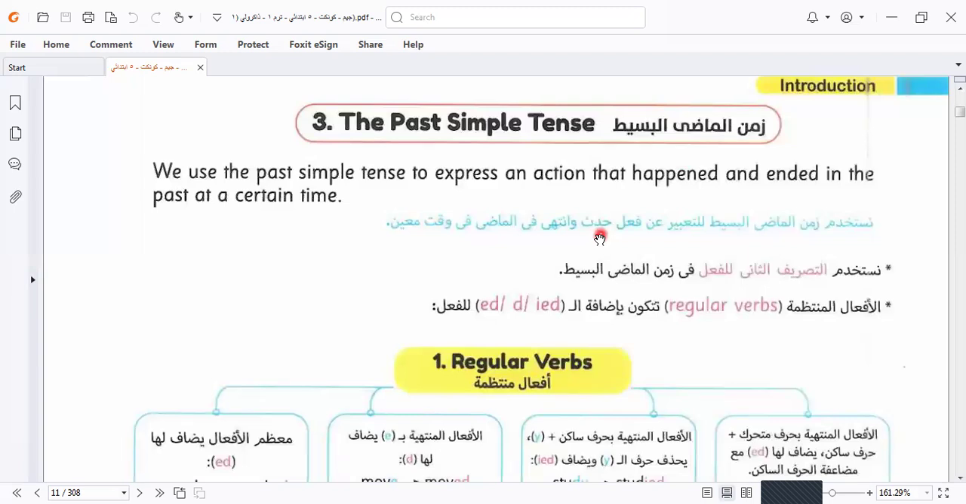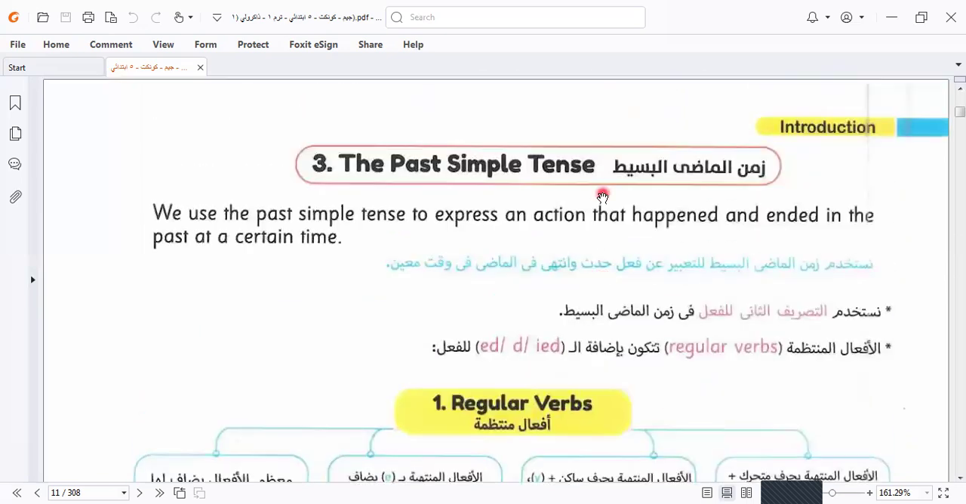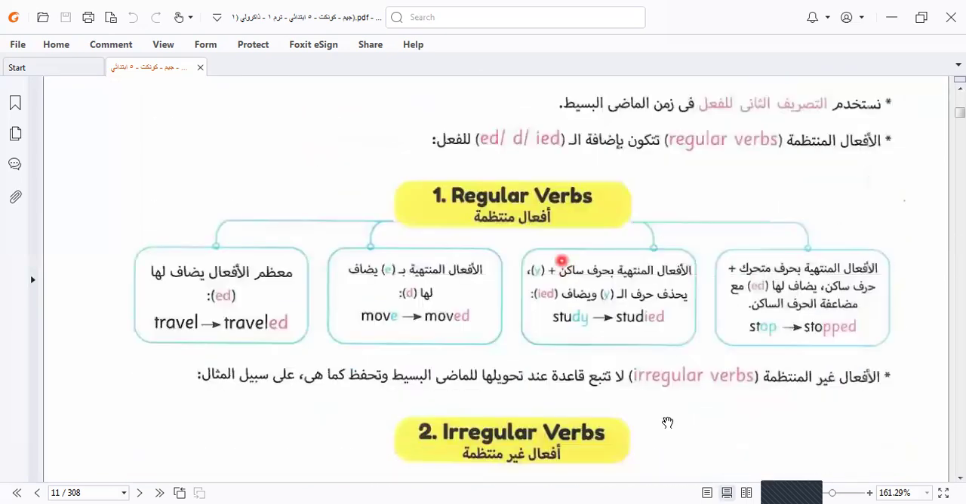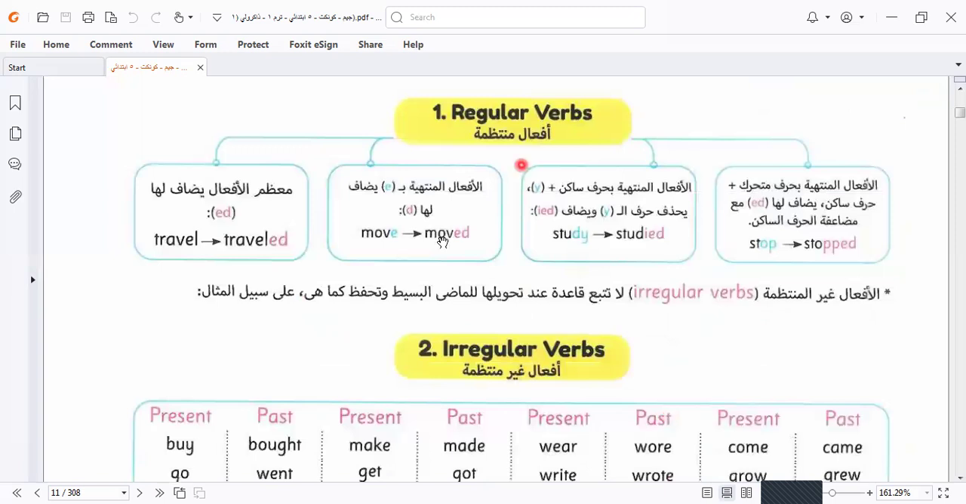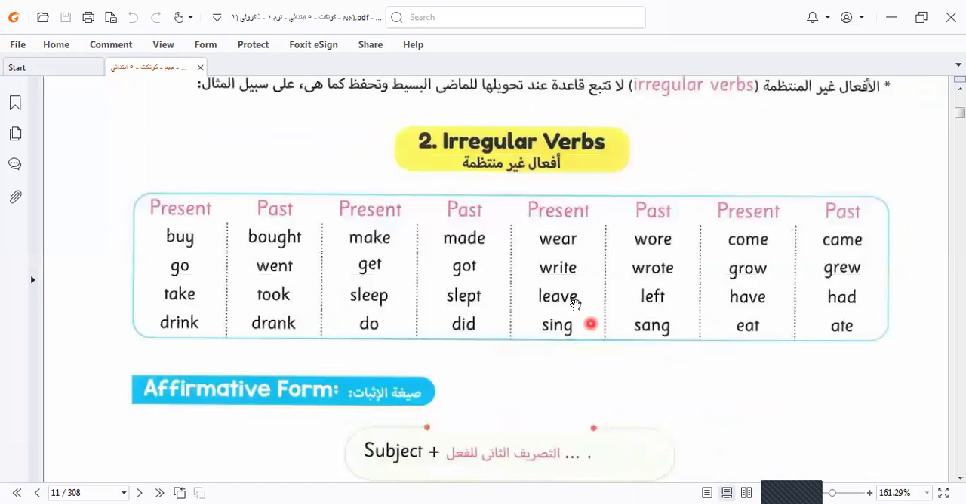What happened and ended, okay? Not happening now, okay? This is the past simple tense. We have regular and irregular verbs. What is the regular? Regular verbs means adding ed only. An irregular is the verb that changes completely.